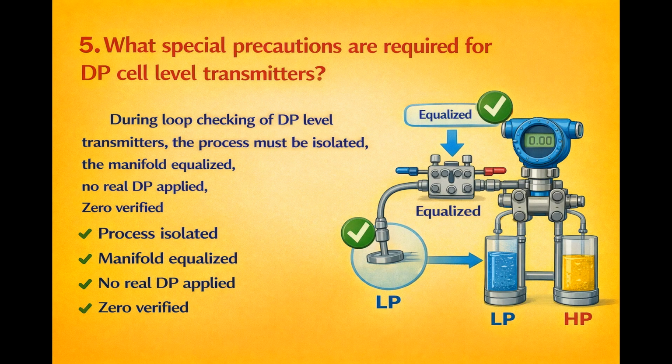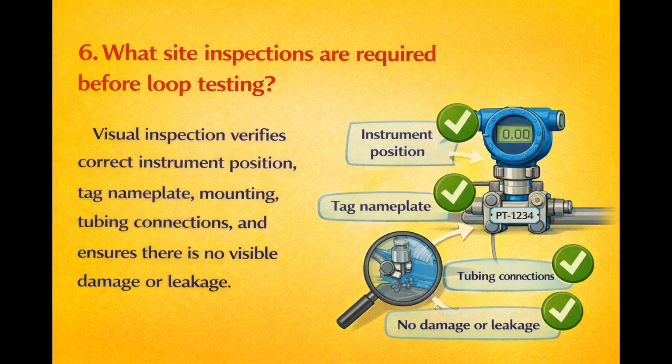What special precautions are required for DP cell level transmitters? During loop checking of DP level transmitters, the process must be isolated, the manifold equalized, no real DP applied, and zero verified to protect the sensor and ensure correct signal response. What site inspections are required before loop testing? Visual inspection verifies correct instrument position, tag nameplate, mounting, tubing connections, and ensures there is no visible damage or leakage.